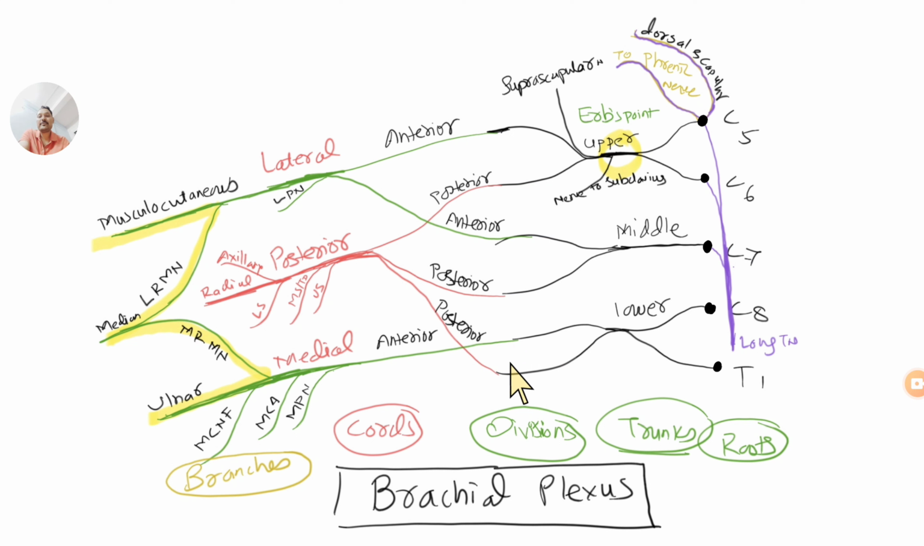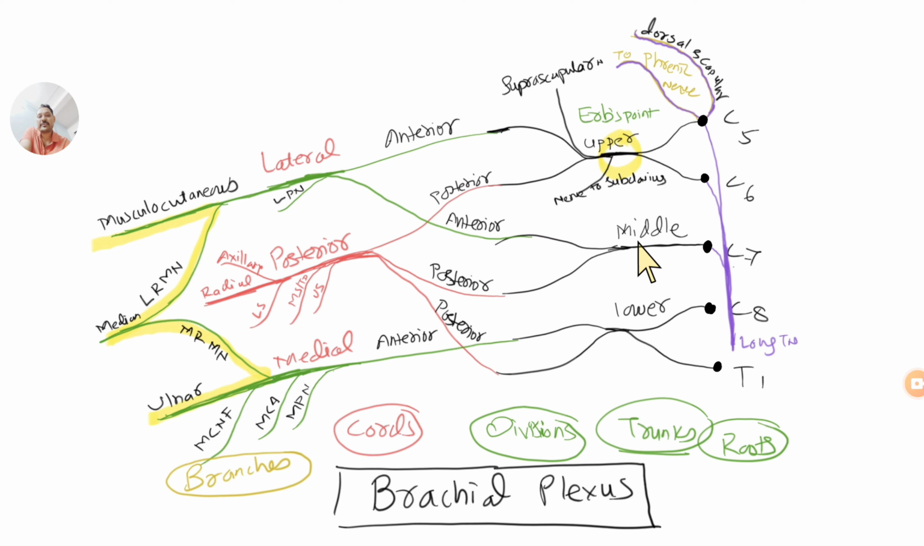Now they have to regroup again around the axillary artery. You must have seen the axillary artery by now, and you know that the axillary artery has an intimate relationship with these cords. So these divisions, anterior and posterior, rearrange themselves in a way that they form three cords.